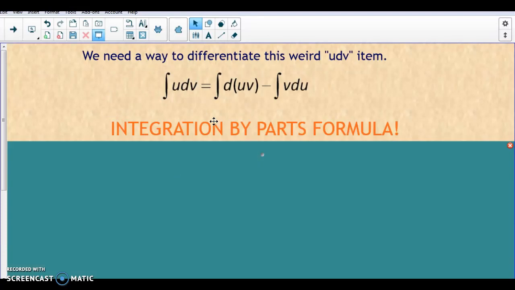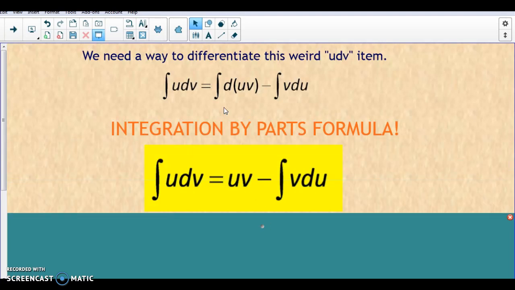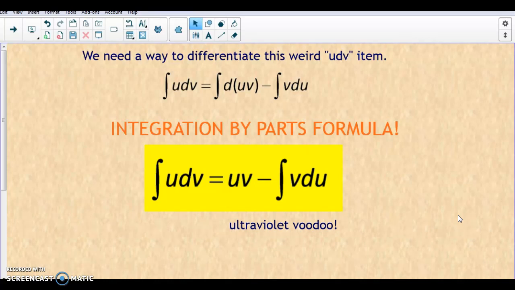We want a way to integrate this weird u dv thing, and it's actually right here in this problem. I just have to simplify it, and this is called integration by parts. You have two things multiplied together, u times dv, and notice that this integral is the integral of a derivative. So the integral and the derivative cancel each other out. They're inverses of each other, and you're left with the integral of v du. When I was in college, I learned this as ultraviolet voodoo: u times v minus the integral of v du. Whatever you can do to help you remember the formula that works for you, great.